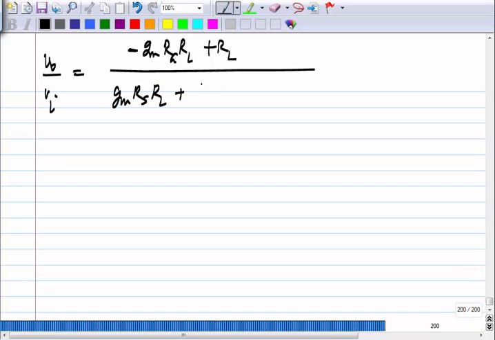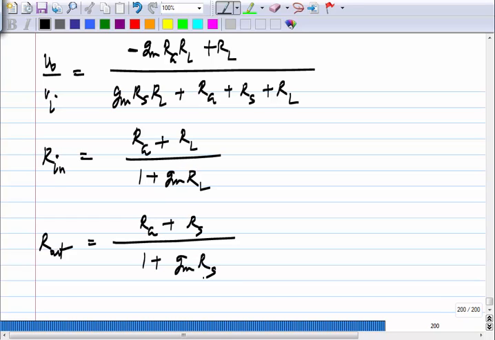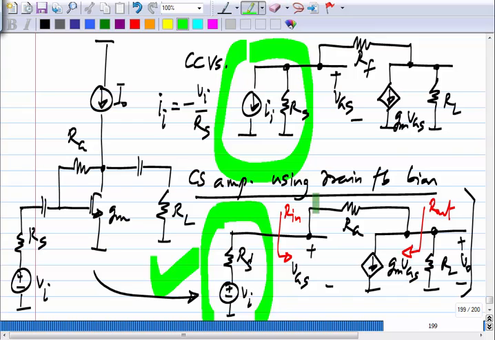GM RS RL plus RS plus RL, okay, and the input resistance RG plus RL over 1 plus GM RL, okay, and R out RG plus RS over 1 plus GM RS. Okay. So, these are the results for the common source amplifier using drain feedback here.